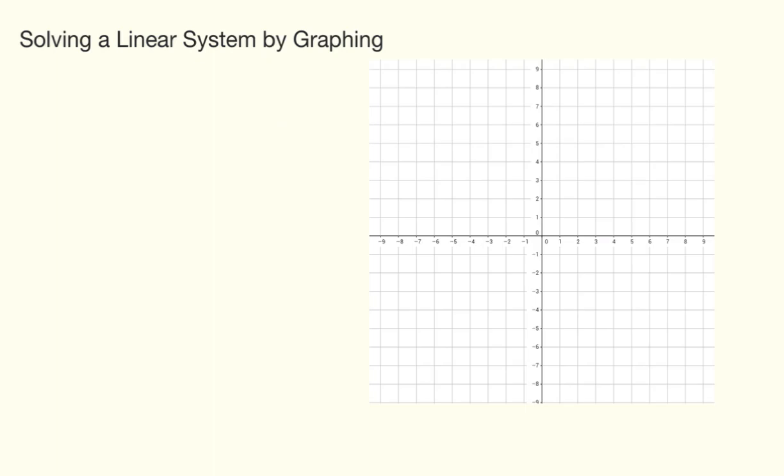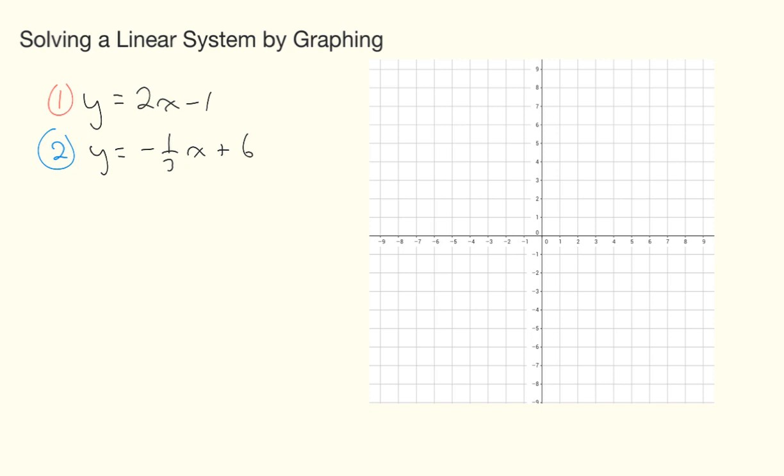We're going to solve a linear system by graphing. Given the linear system y equals 2x minus 1 and y equals negative 1/3 x plus 6, it's a linear system because it's made up of two linear functions. We can solve this linear system, right? Find the x and y values that make them both true.